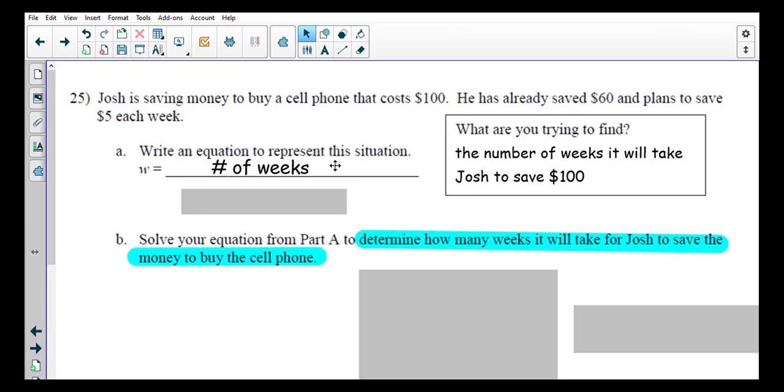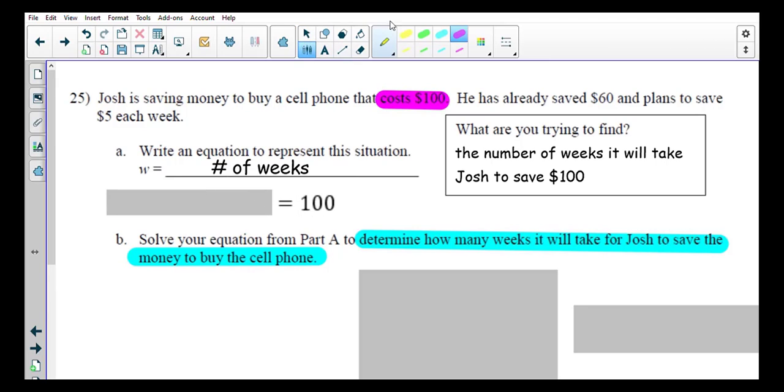Now, let's put all of this into an equation. So we know the cell phone is going to cost a total of $100. Generally, when you're looking at a question like that, your total is going to be the thing that goes by itself on the right-hand side of your equation, like this, equals 100. We know that he's already saved $60 and he plans to save $5. Let me highlight all of that. Plans to save $5 each week. Now, keep in mind, W represents the number of weeks.